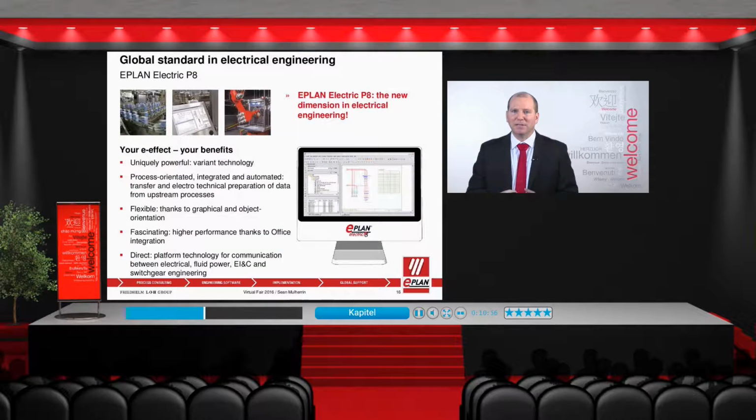So again, a lot of time savings can be achieved by using our software solutions because you have variant technology that allows you to quickly and easily lay out your circuits. You are very flexible because you can either start with a graphical approach or an object-oriented approach. Depending on how much data you have, you can actually just start laying out your system. You have higher performance because we can also integrate with the Office environment. For example, send data to Excel to quickly modify that data and bring it back into the platform so you don't have to re-enter it again. And finally, direct communication through the entire platform with all of our applications. Electric P8 is your software solution to design your electrical needs.